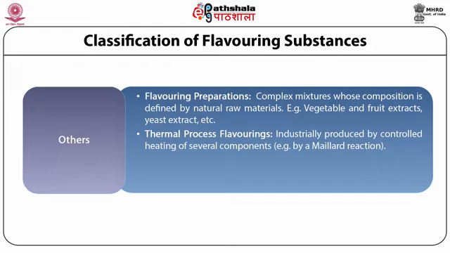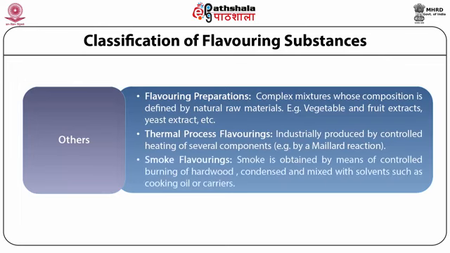And finally, we have smoke flavorings. Many smoked meat, smoked products are very common. Even smoked cheese is available in many countries and liked by people. So smoke is obtained by means of controlled burning of hardwood, condensed and then mixed with solvents such as cooking oil or carriers to get these smoke flavorings.